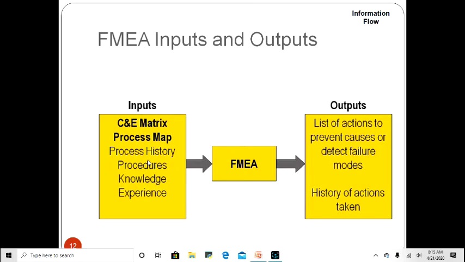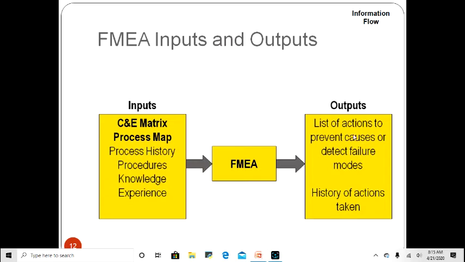Process history is the previous history. Procedures, what procedures you have followed, will be an input. And some knowledge base, that is design, components, etc. Experience, whether you have had a bad experience before, or what experience you have in producing a product. All this will be the inputs to do the analysis, and after the analysis an action plan is developed, a list of actions that will bring down the failure.